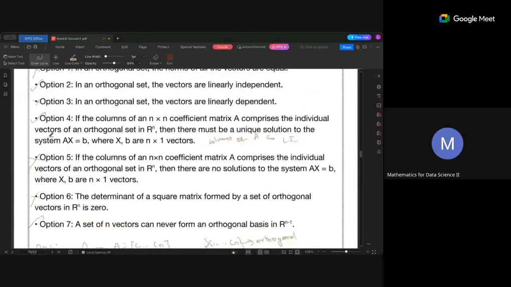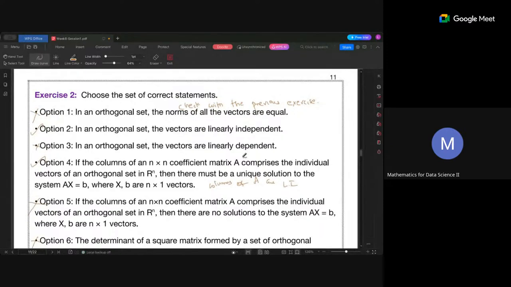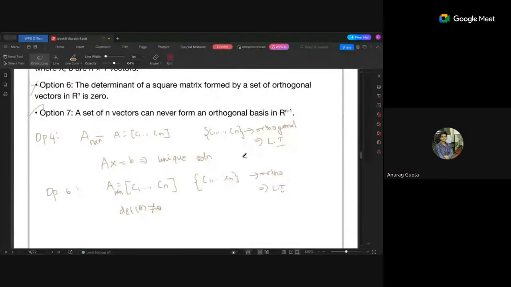So, is exercise 2 clear? It is completely based on the properties. If you have a clear understanding of the concepts, you should be able to get all the correct answers here. So, is exercise 2 clear for everyone? Yes, ma'am. Option 7, is it correct? A set of n vectors can never form an orthogonal basis in Rn minus 1. N vectors means they cannot be, first of all, linearly independent, right? Yes. Thank you.